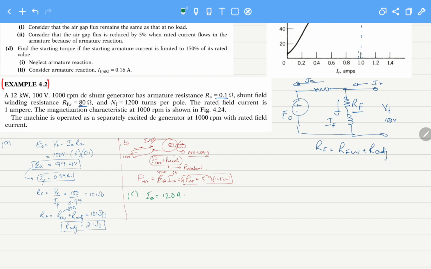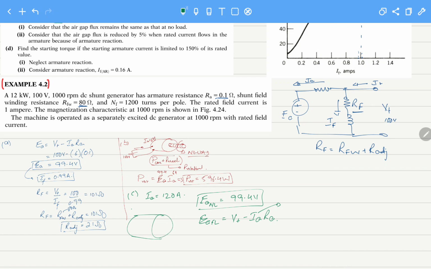And what it is now asking us to calculate is that we know that EA no load that we calculated previously was 99.4 volts. Now EA full load is actually equal to, let's see, VT minus IA RA. Now it is fully loaded. The machine is now loaded. What is meant by loaded?